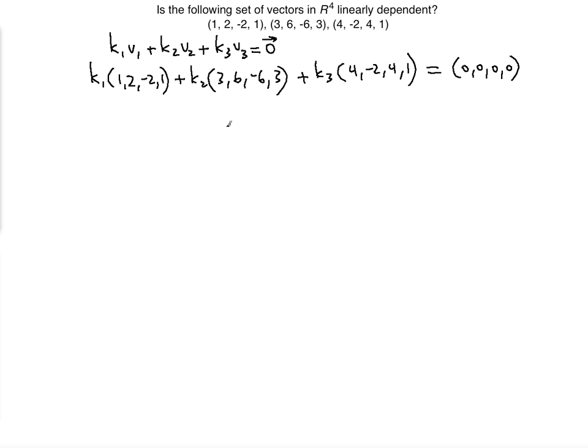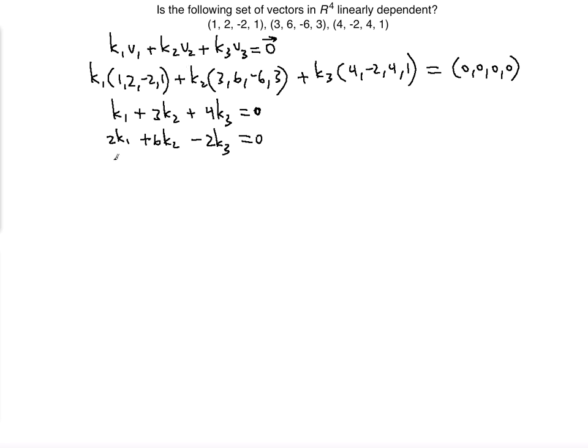As you can see, we can build a linear system using the first component: k1 plus 3k2 plus 4k3 is equal to 0. Notice that we're going to create a homogeneous linear system, because the constant is always going to be 0 on the right side. Then 2k1 plus 6k2 minus 2k3 is equal to 0. That was the second component.